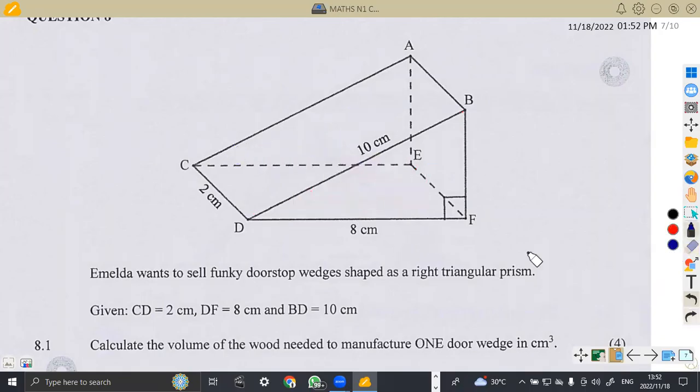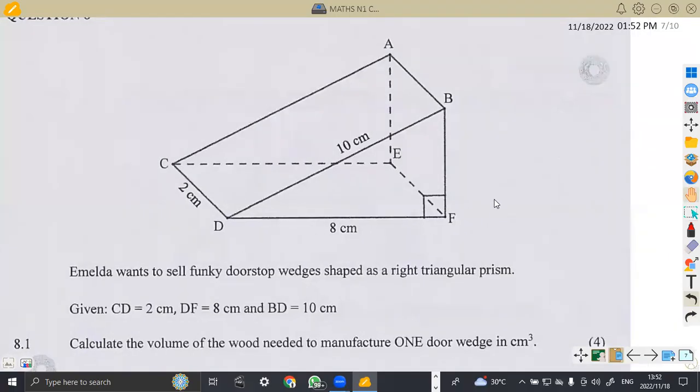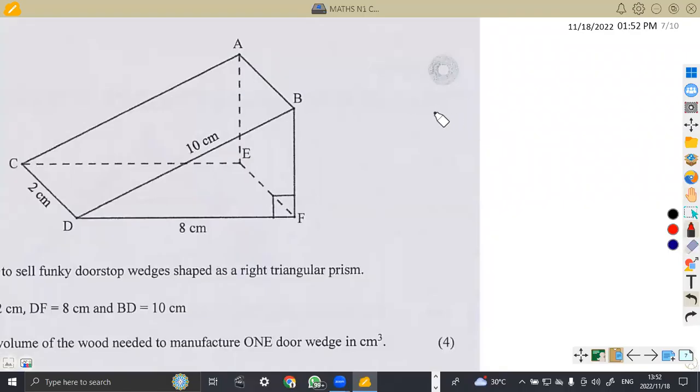Let me show you. We are supposed to calculate the area of this shape, this one triangle that we see, which is triangle DBF. So that is the area times the height. So volume is simply this. Let me write it here. Volume can be obtained by this: that is the base area times the height from one side to another.